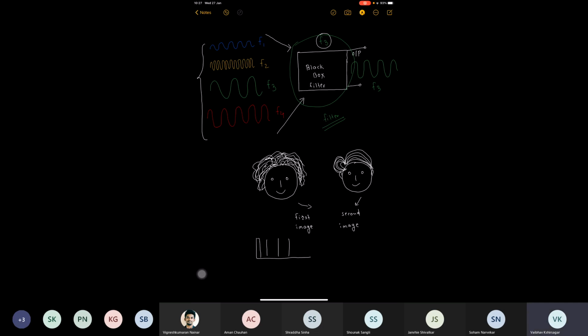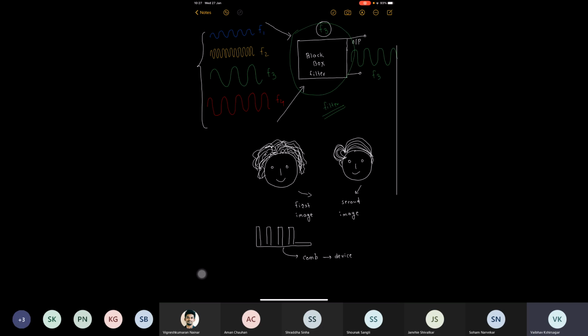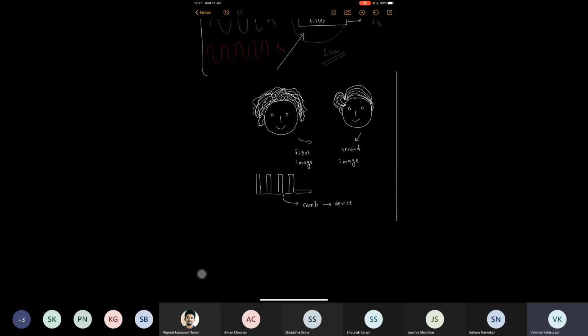You already know what a comb is. We are using it daily. So this is a comb. We can call it a device which is used to organize the unorganized hair setting of a person. So this comb is rather acting as the filter circuit.